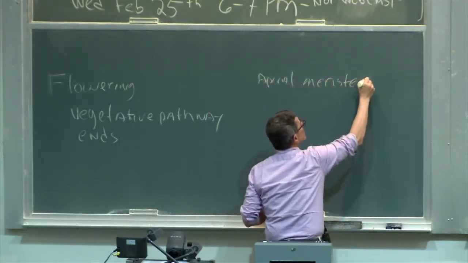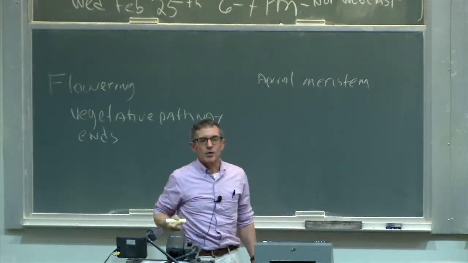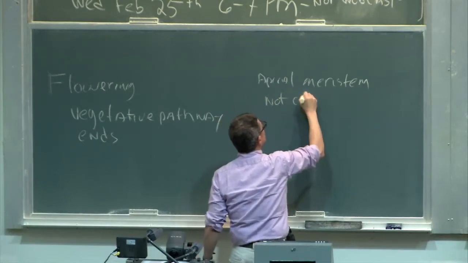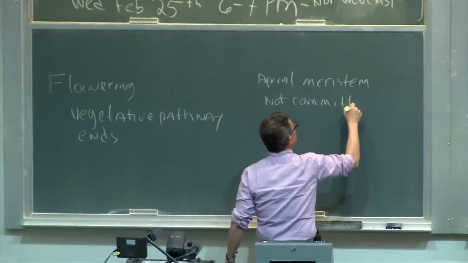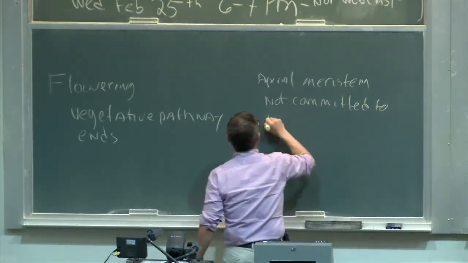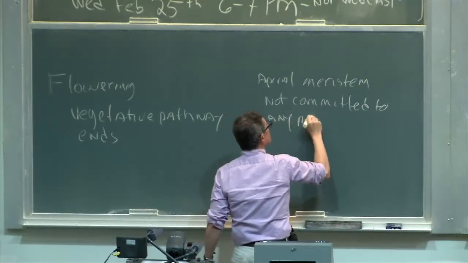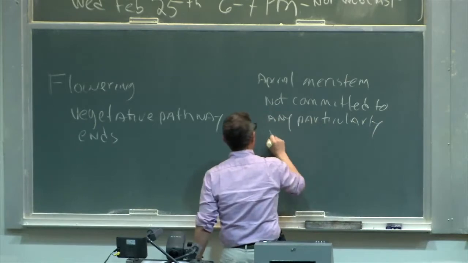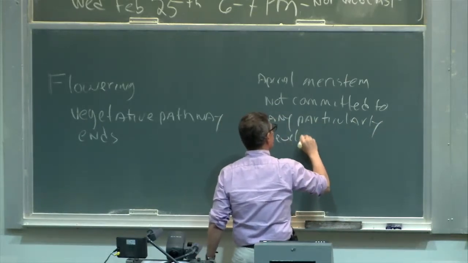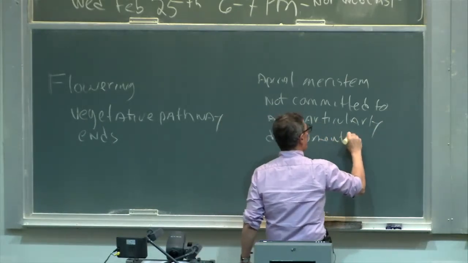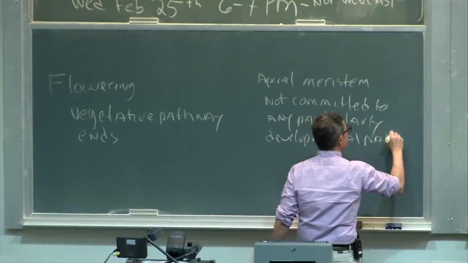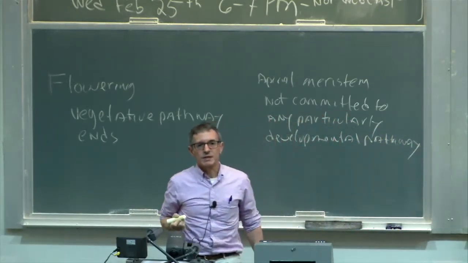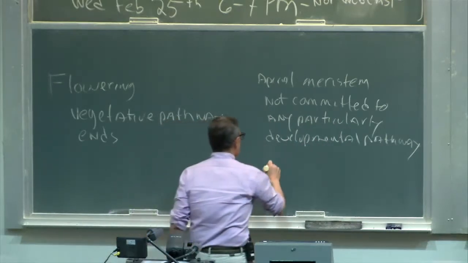And in the vegetative apical meristem, we said that the cells are not committed to any particular developmental pathway. And that, in theory, the cells which make up the apical meristem could divide forever.